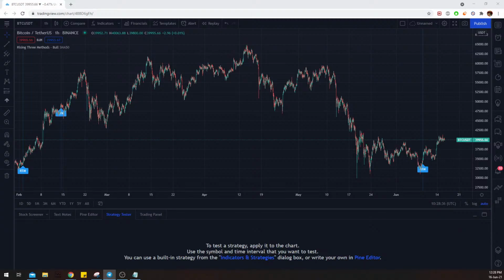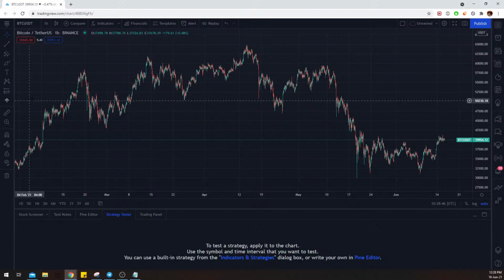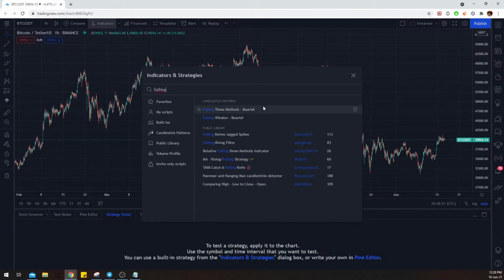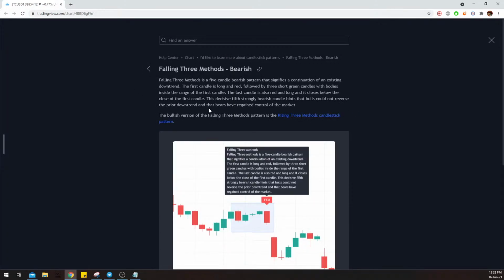In this case we are going to go with the opposite of this one, and the opposite is going to be the falling three methods. So let's go with the falling three methods, and we are going to go here and look at the opposite, and you can see that in this case it's the opposite of the other one.